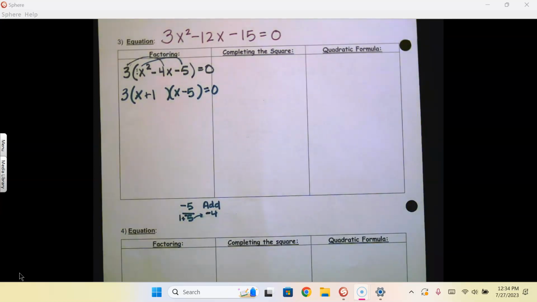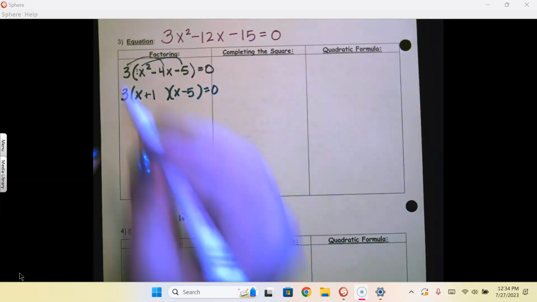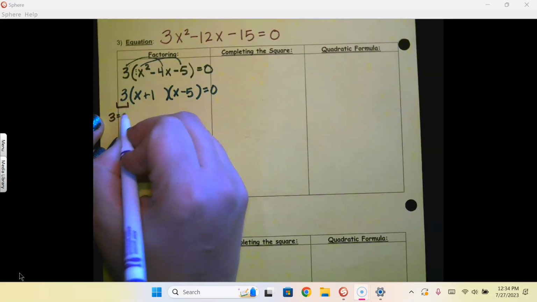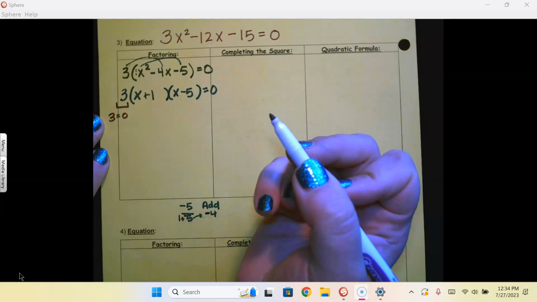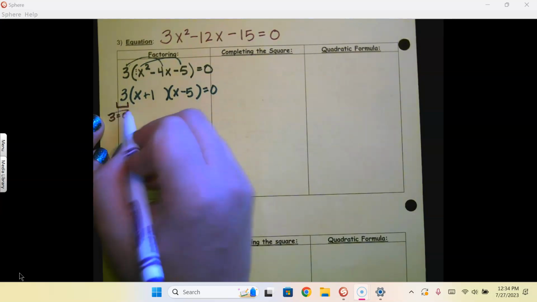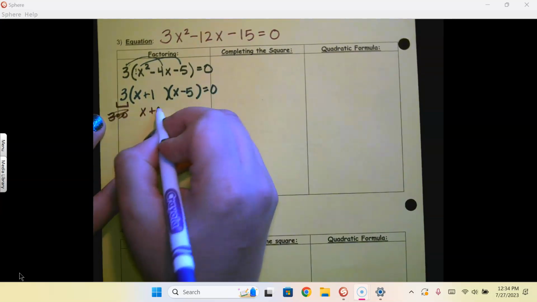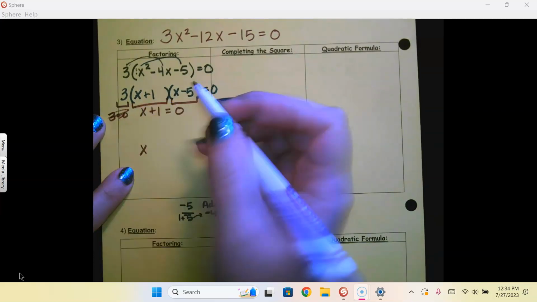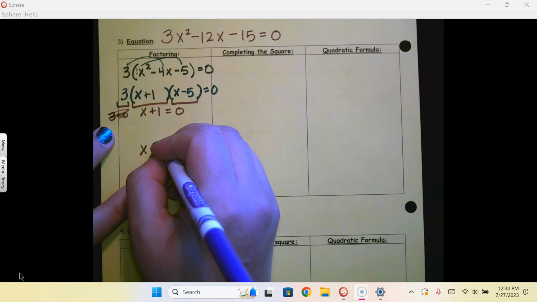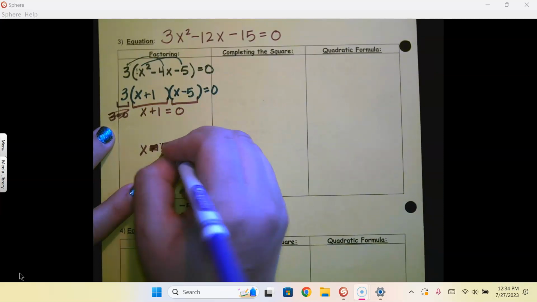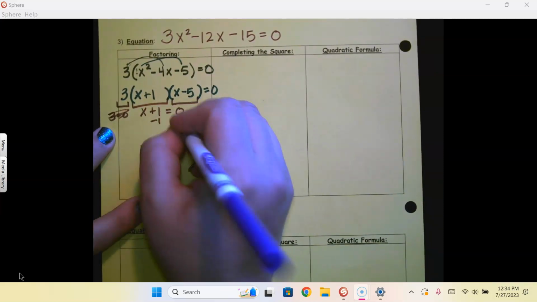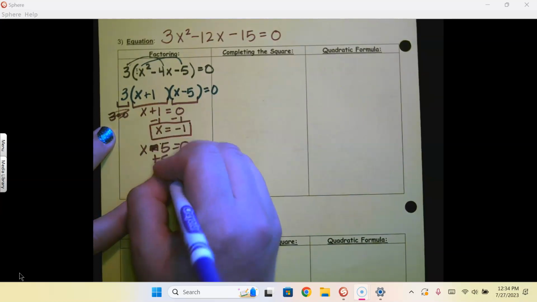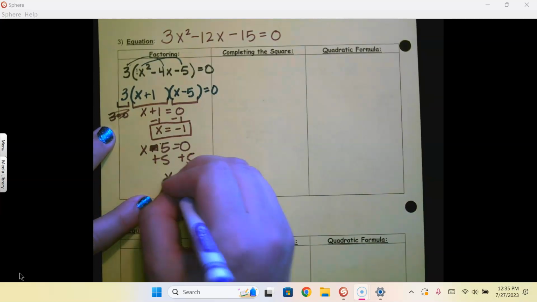Okay, and then we're going to set each factor equal to 0. So this factor doesn't have an x, so if I set it equal to 0, there's no x to get out of that, so I could just ignore this. And then I'm going to set x plus 1 equal to 0 and x minus 5 equal to 0, so both of these factors. And then solve. So we get negative 1 and we get positive 5.